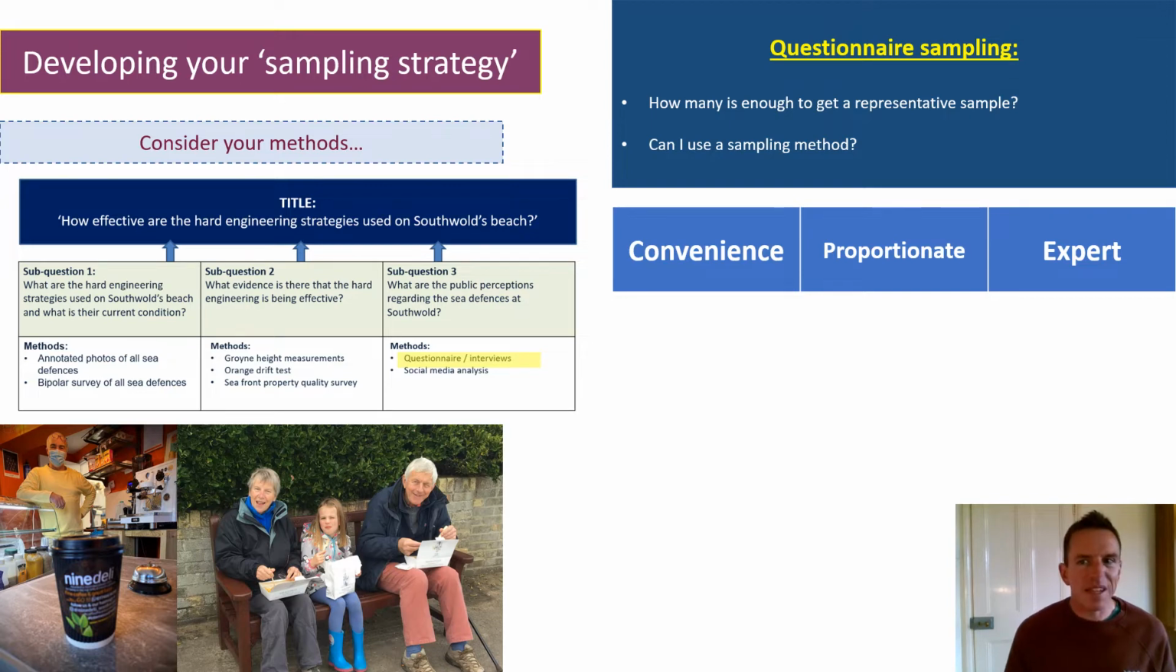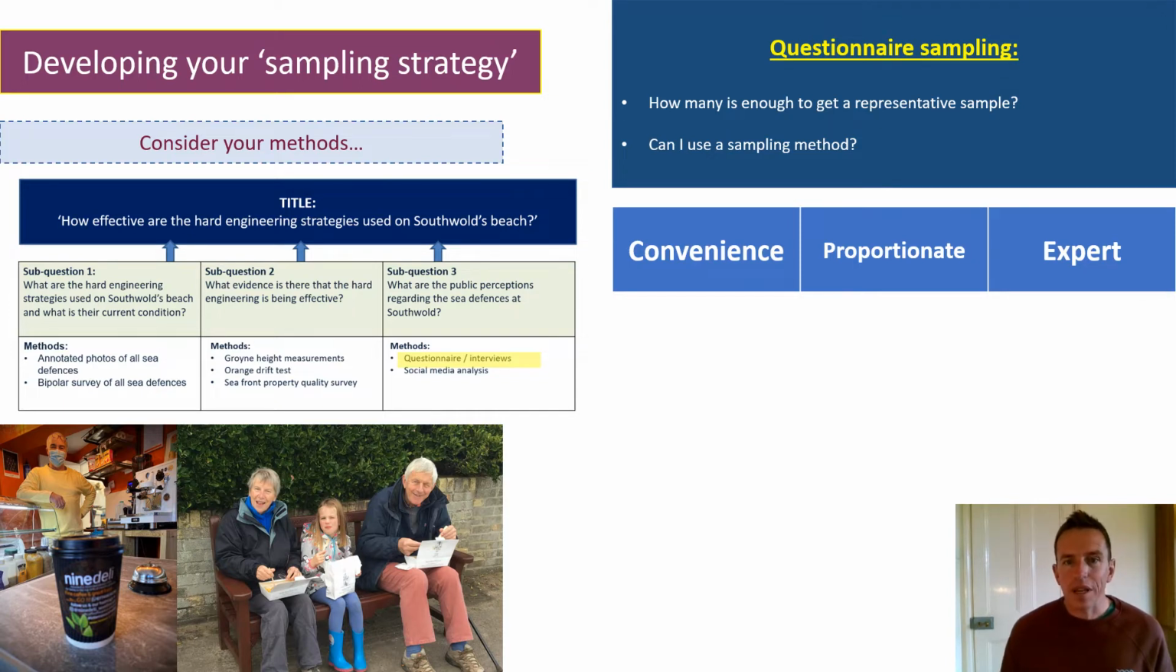Now, convenience basically means that you questionnaire anyone who's willing to stop and anyone who's willing to talk to you. And you haven't really got any kind of strict guidance about who it is that you speak to, what age category it is, where it is, whether they're locals or tourists or whatever. If anyone's willing to speak to you and answer your questions, then that would be classed as a convenience method of questionnaires.